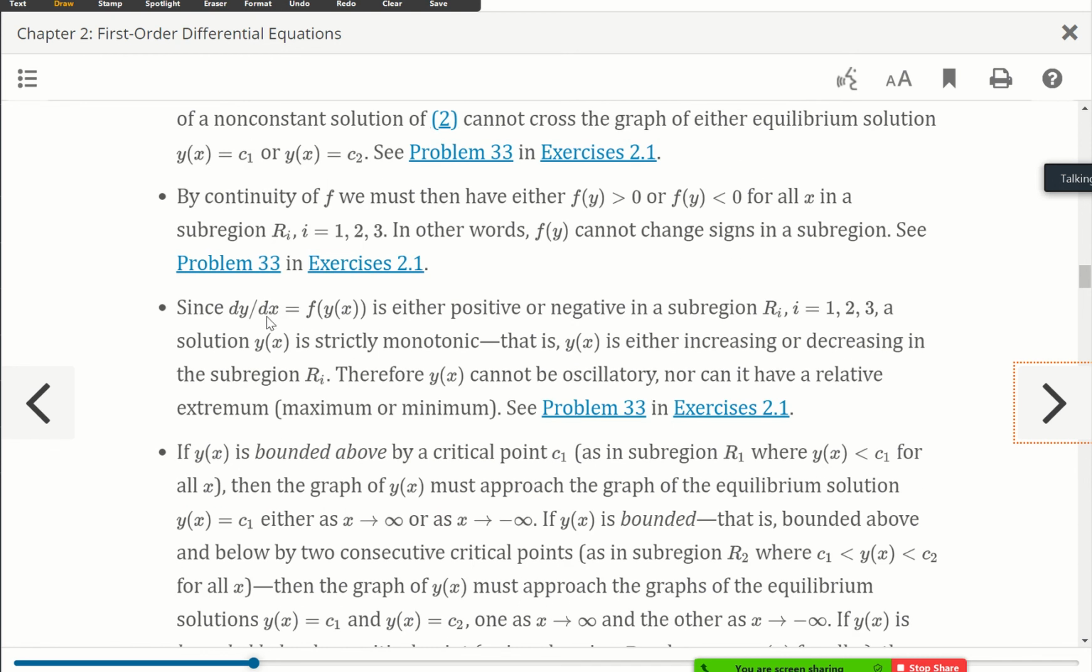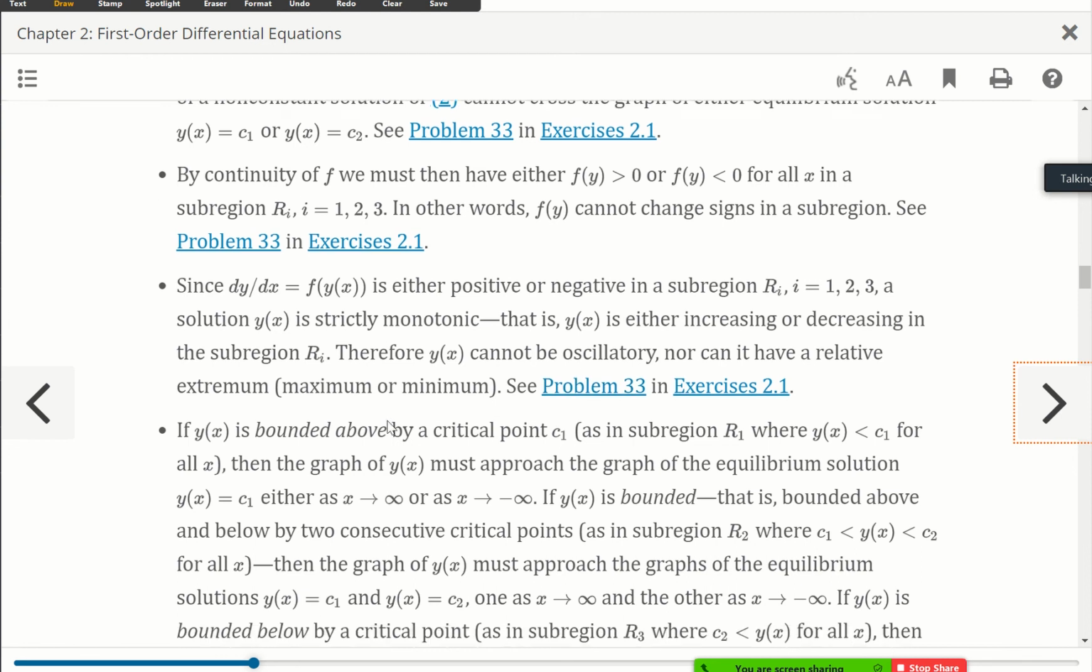Since dy/dx, which we're thinking of now as a function of y, is either positive or negative in the subregions, the solutions that we get will be strictly monotonic, meaning that they will always be either strictly increasing or strictly decreasing within each subregion. Therefore, y of x cannot be oscillatory. You can't have it bouncing up and down or back and forth, nor can it have any relative extreme values for that matter.